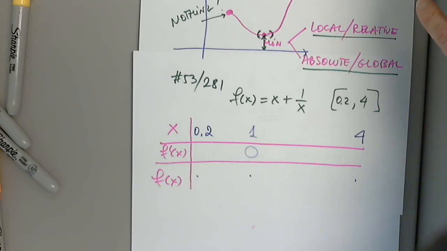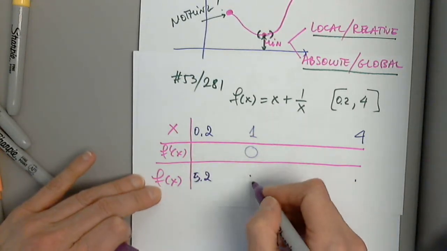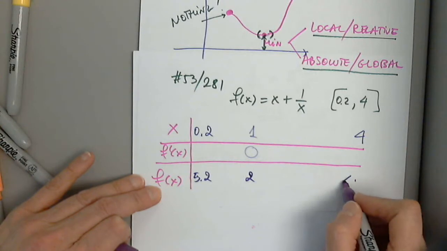Okay. Second in table. Oh, I didn't put the function in. So x plus 1 divided by x. And we go to second in table, and I punch in 0.2. I punch in 1, which is very clear, and 4. So I'm going to put these numbers in the table. 5.2, 2, and 4.25.